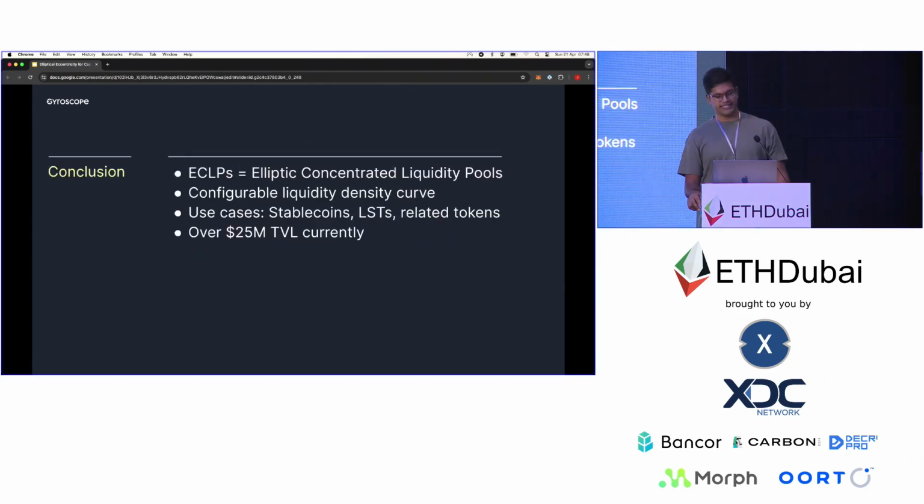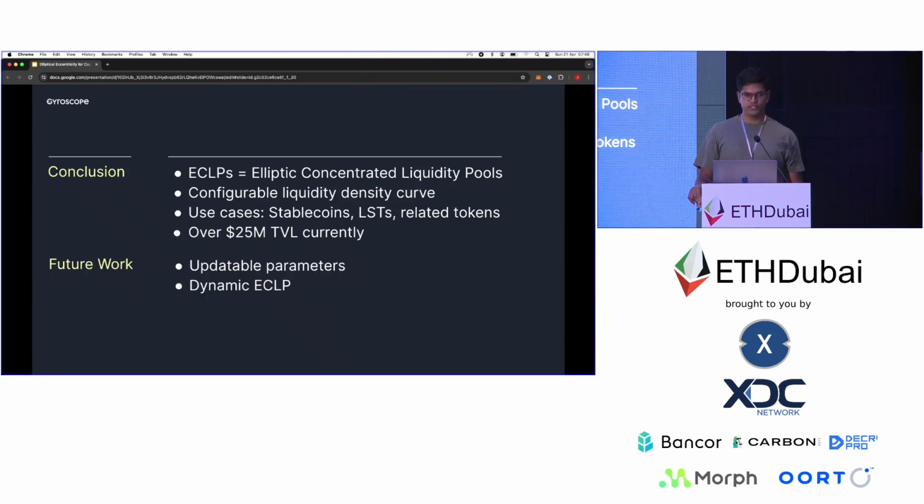Okay, so in conclusion, ECLPs, elliptical concentrated liquidity pools, combine the user experience and auto-compounding of curved stable swap pools with the concentrated liquidity and asymmetrical liquidity distribution of Uniswap v3's concentrated liquidity pools. With a ton of parameters to choose from, ECLPs provide this huge amount of customizability for specific use cases. And they're already being used today with stablecoins and LSDs and have a TVL of over $25 million. And in the future, we're planning to add updatable parameters to allow for this more dynamic ECLP.